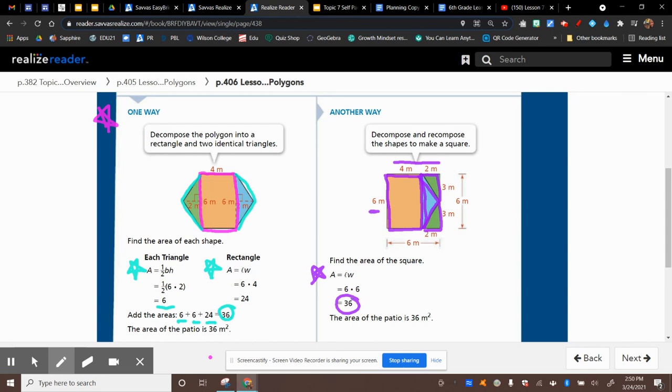So either one of those ways works for finding the area. We are taking a shape that we don't know how to find the area of. We're breaking it down. We're using the word decompose. We're decomposing that shape to find shapes that we know. Let's take a look at the try it.